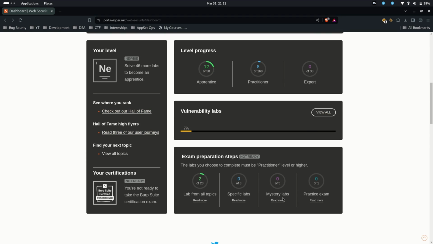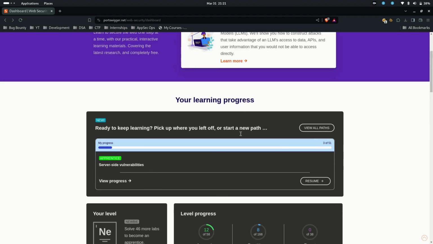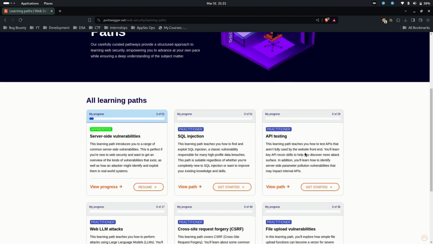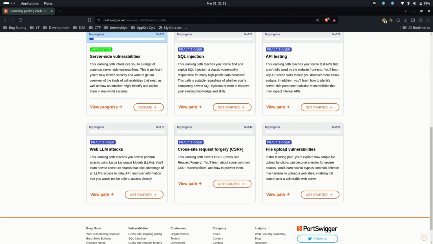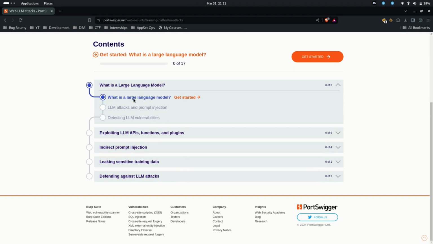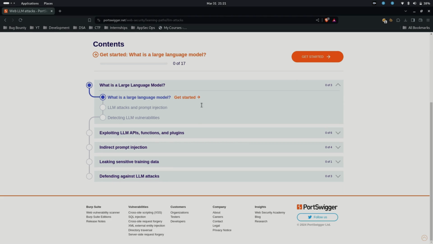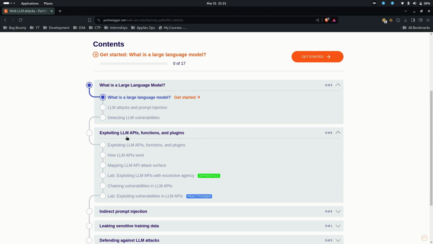They also have curated pathways to provide a structured approach to learning web security, empowering you to advance at your own pace while ensuring a deep understanding of the subject matter. To assist you on any of the labs, they also provide you with the solutions and community solutions. So to rate the platform on a scale of 5, I will rate 5, as the platform is beginner-friendly and gives you in-depth knowledge of all the vulnerabilities you can face.